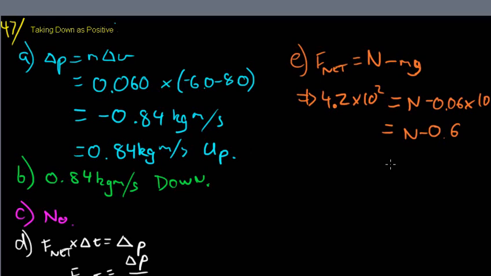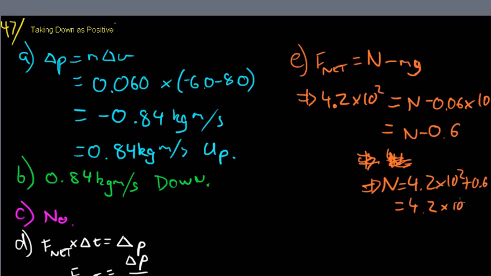Solving that side, we can then transpose that equation. N is equal to, let's just start again. N is equal to 4.2 times 10 to the 2 plus 0.6. So that's just transposing, adding 0.6 to both sides, which is equal to 4.2 times 10 squared newtons up.